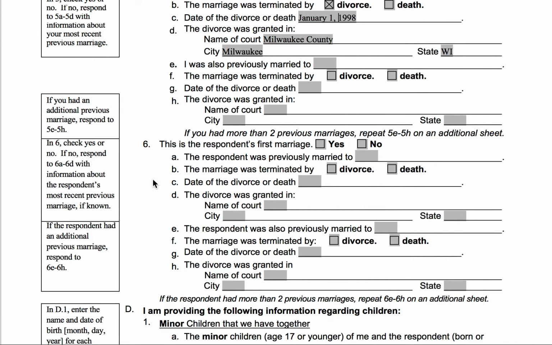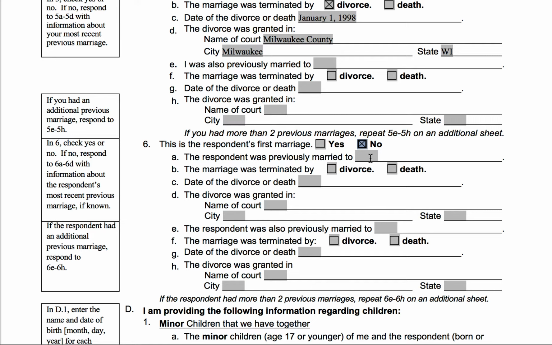Question 6 wants to know whether this is your spouse's first marriage. So John is filling this form out, as you may recall. This section wants to know if this is Jane's first marriage. So if it's yes, again, you just check yes. If it's no, you'll put no, and you're going to put as much information as you know about your spouse's previous marriage. Hopefully you know it all.